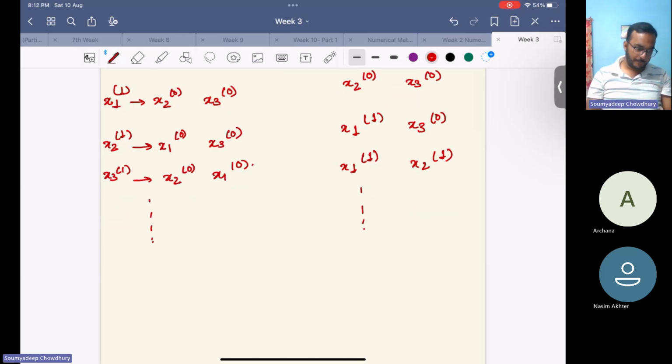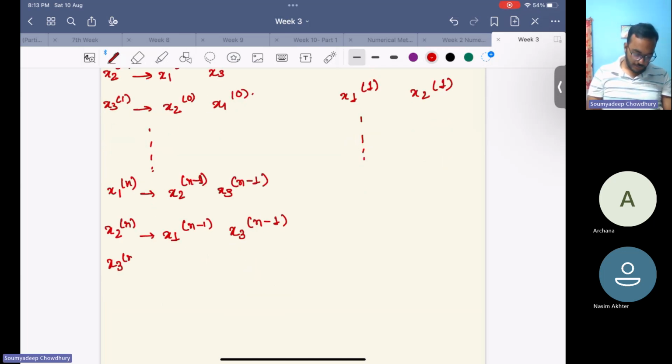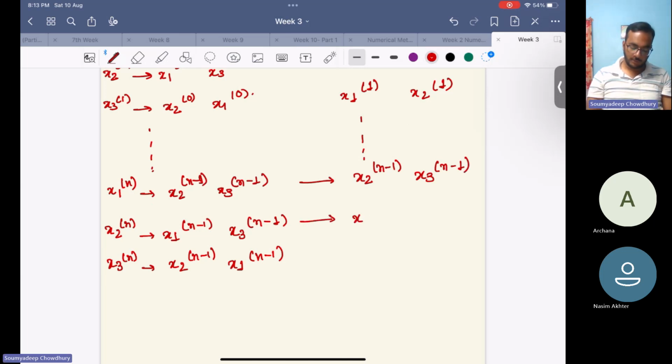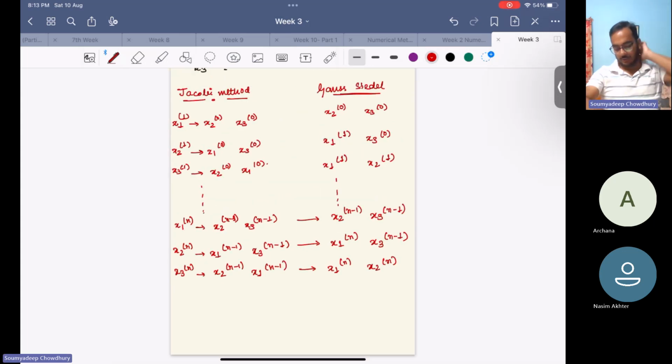So if we generalize this, in Jacobi, to find x1 of n, we will be using x2 of n minus 1 and x3 of n minus 1. To find x2 of n, we'll be using x1 of n minus 1, x3 of n minus 1. To find x3 of n, we'll be using x2 of n minus 1, x1 of n minus 1. Similarly, in Gauss-Seidel, to find x1 of n, we will be using x2 of n minus 1 and x3 of n minus 1. However, for x2 of n, we already know x1 of n, so we use x1 of n and x3 of n minus 1. Here we use both the updated values. Just remember this table. That will give you an idea of the difference between the Jacobi method and the Gauss-Seidel method.